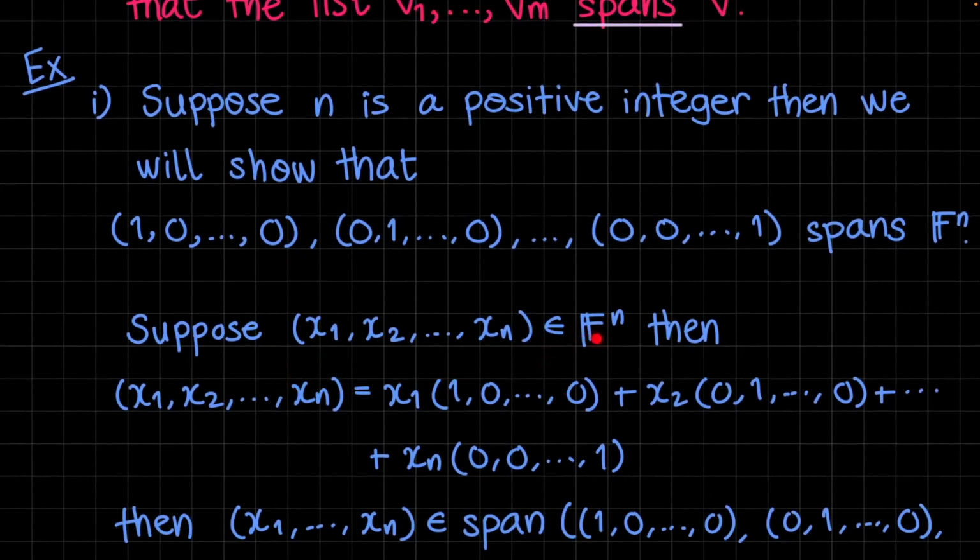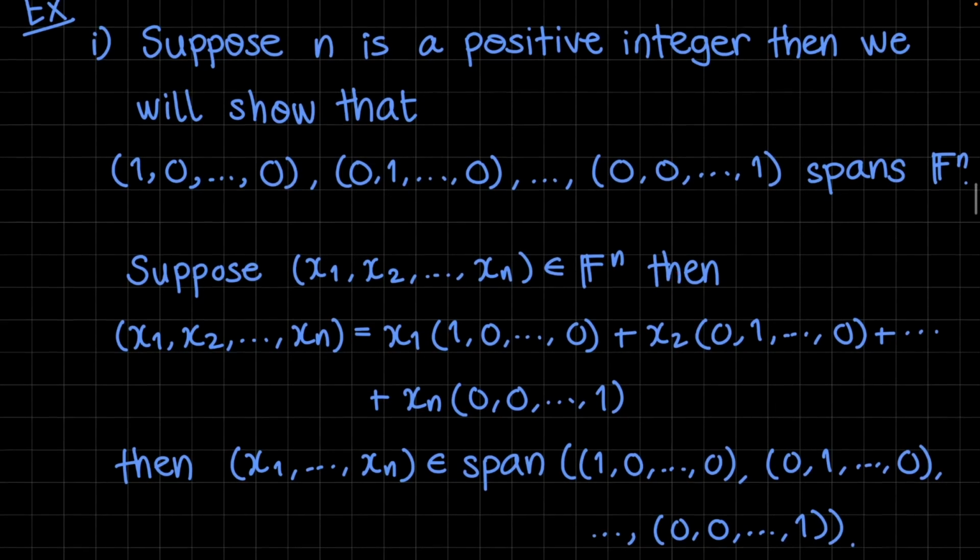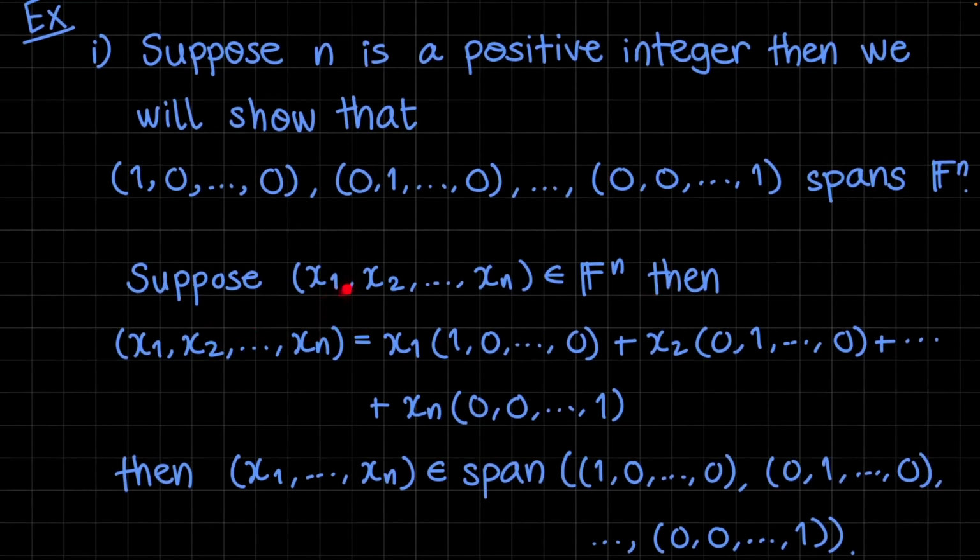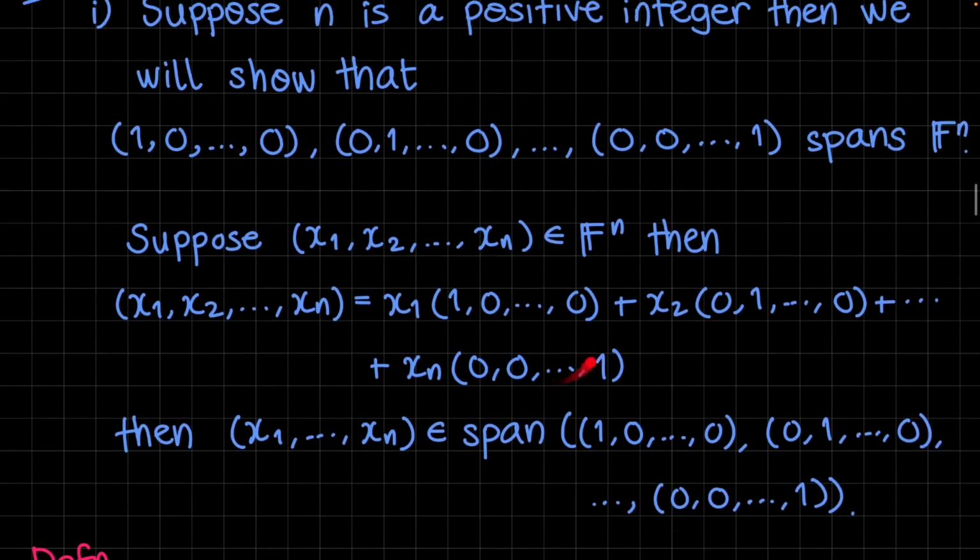Take an arbitrary element of Fn, it will be a tuple of n field scalars. Let's call them x1, x2, dot dot dot xn. Then you can decompose this x1, x2, xn as x1 times the first vector in the list we had, plus x2 times the second vector, plus dot dot dot xn times the last vector. And you can verify that this indeed is equal to the left hand side.